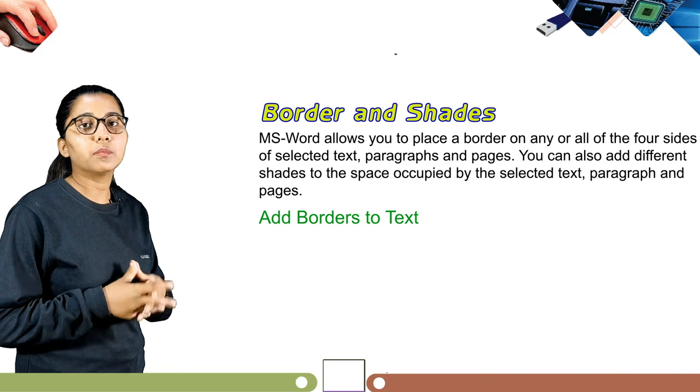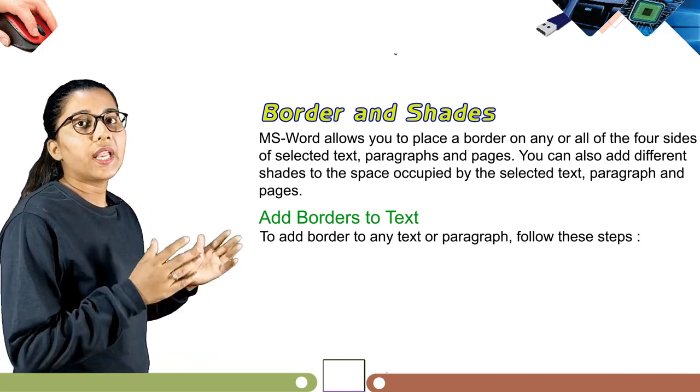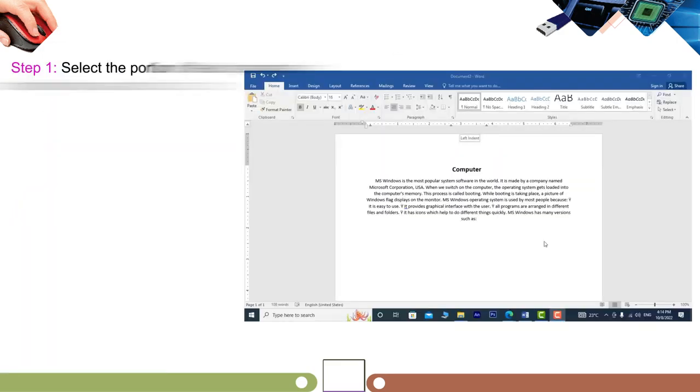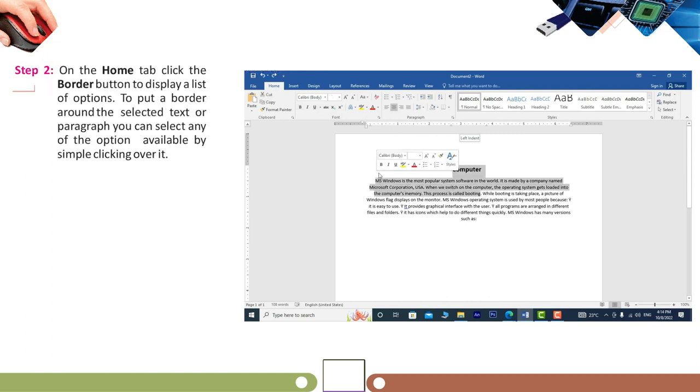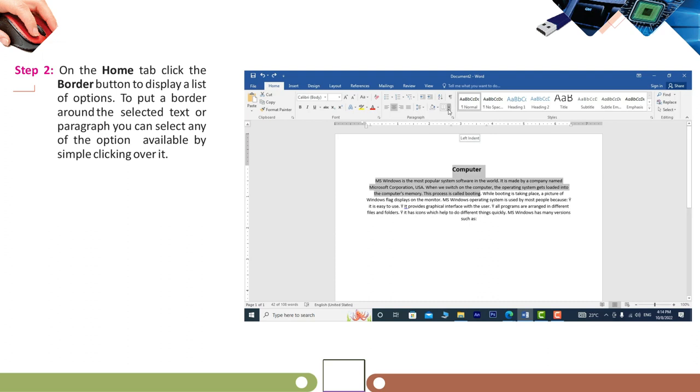Now, how will you add a border to your text? Let's learn about it. To add a border to any text or paragraph, follow these steps. So, step 1 is select the portion of text or paragraph to which you want to add a border. Step 2 is on the Home tab, click the border button to display a list of options to put a border around the selected text or paragraph. You can select any of the options available by simply clicking on it.